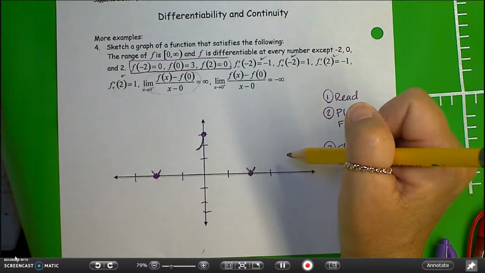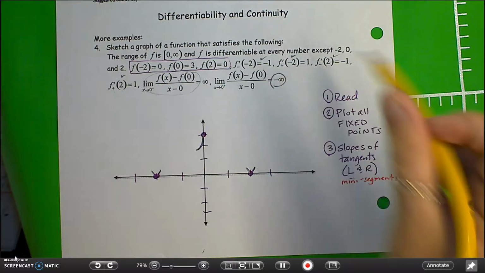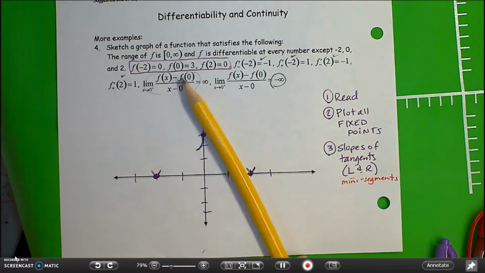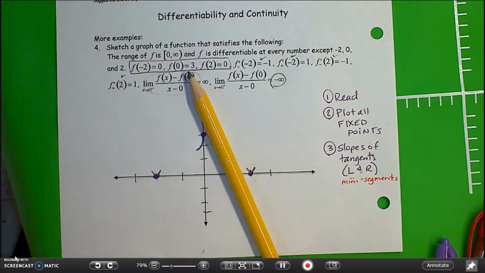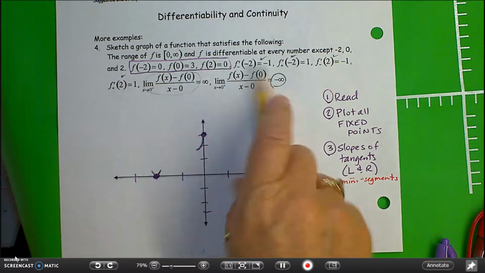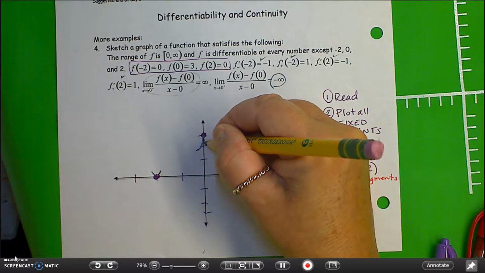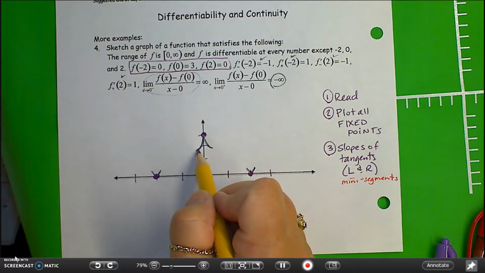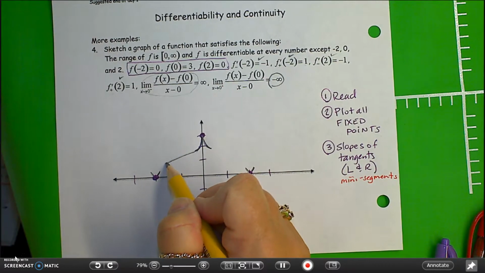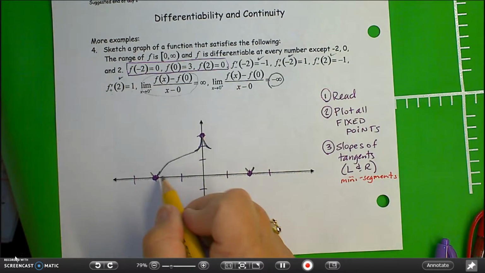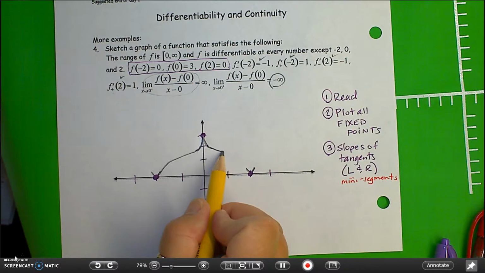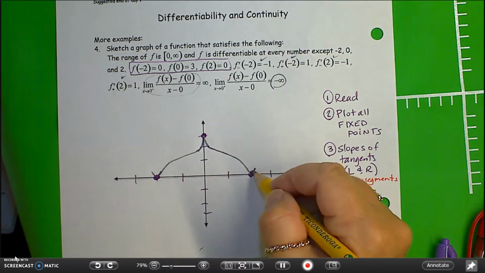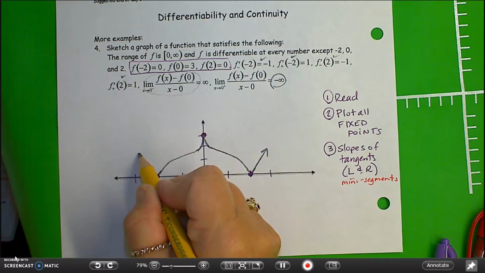And then on the right hand side, the slope is negative, approaching -infinity. So it's going to be going down this way, but it's going to be very, very steep. I'm just going to come off of that as steep as I can, just like that. So I've used all my information at this point. All I have to do is connect, and it doesn't really matter what it looks like in between these values. Just keep it simple. So I'm just going to simply connect those.